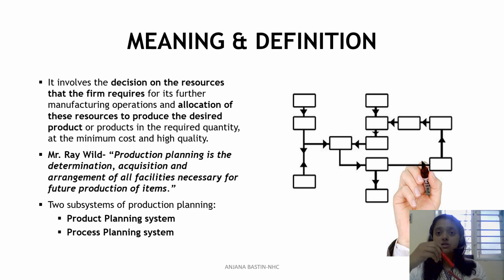So based on what is my future market for the new product, or for the modified product, I have to set up the facilities. So that is your product planning system, which is very much specific to your product as such. Then what is your process planning system?